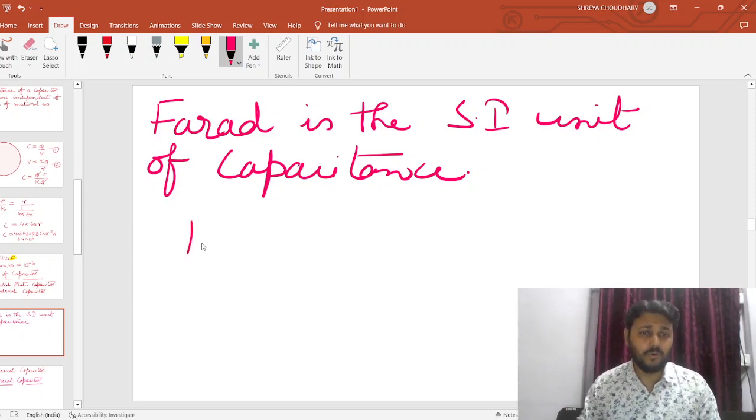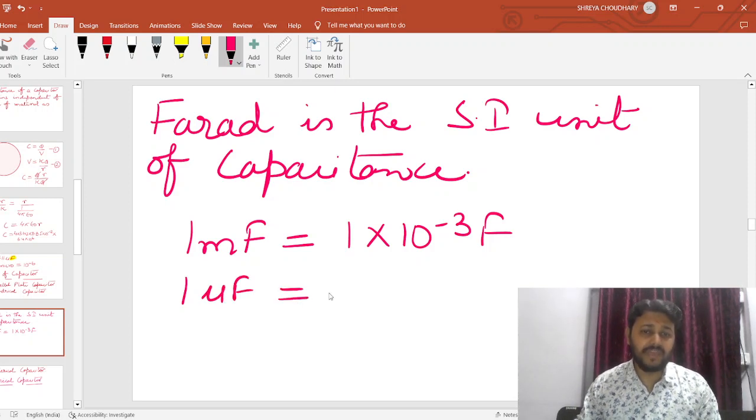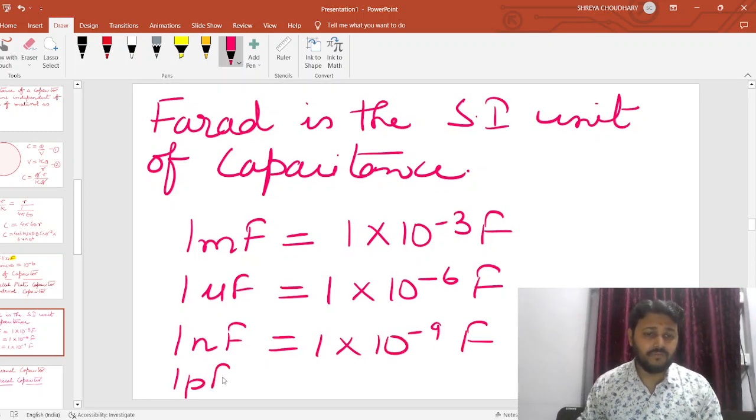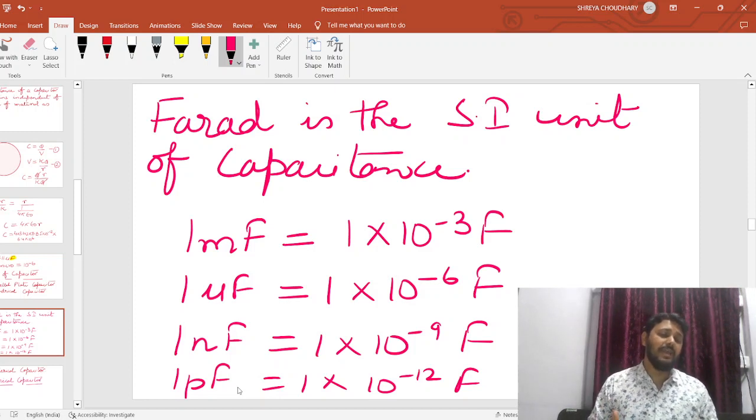I hope you know that 1 millifarad means 10 to the power minus 3 farad; M means milli. For micro we have 1 into 10 to the power minus 6 farad. 1 nanofarad means 1 into 10 to the power minus 9 farad. 1 picofarad means 1 into 10 to the power minus 12 farad. So this is how we specify the micro, milli, nano and pico.